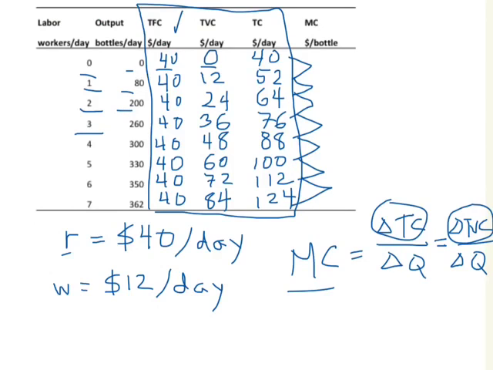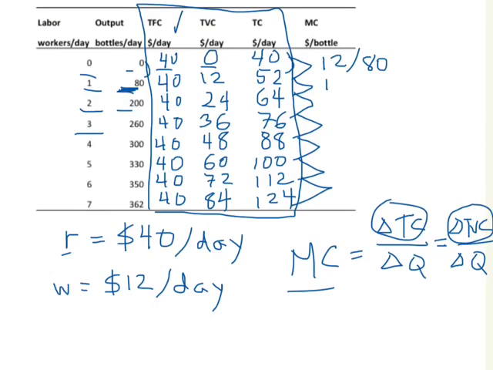And so on. It actually would be 140, not 130. I misspoke. All right, so marginal cost. We're going to look at the change in total costs, so that's 12. Then we're going to divide that by the change in output, that's 80.